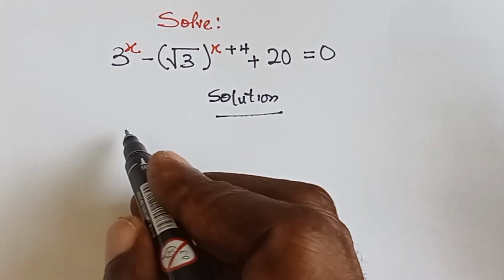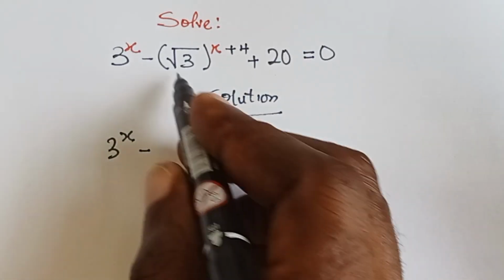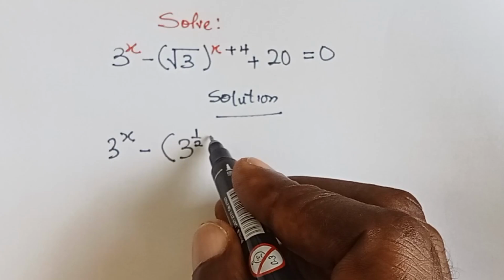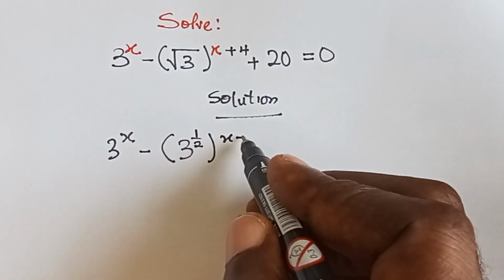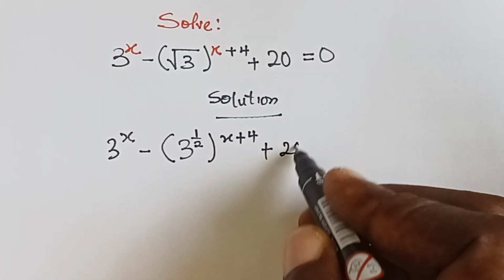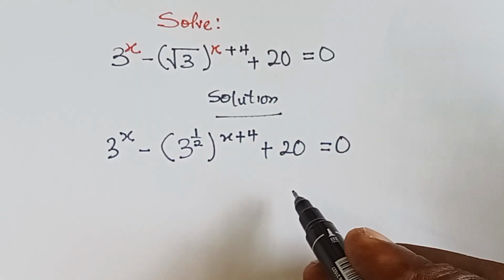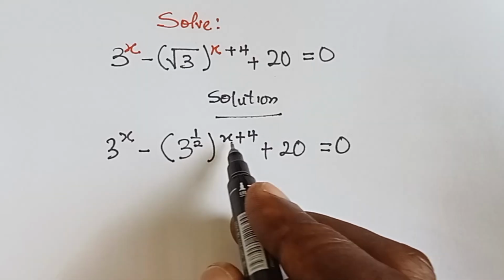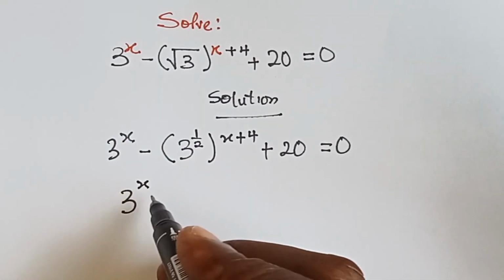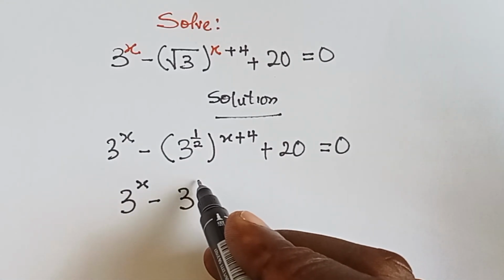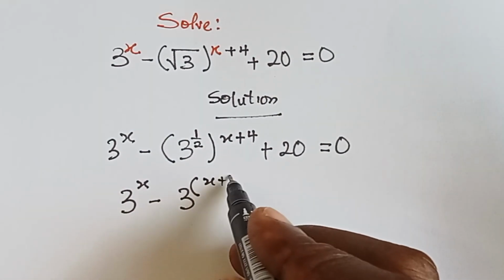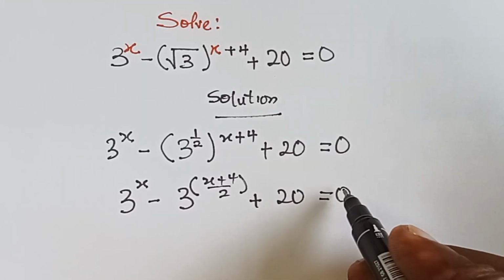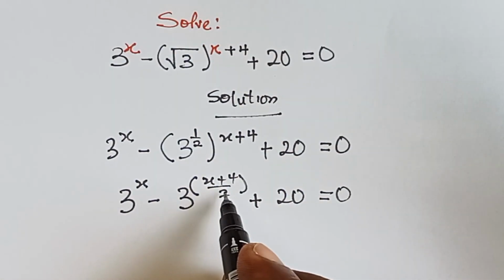Another way to write the square root of 3 is 3 raised to power 1 over 2. Then we have x plus 4, plus 20, everything equals 0. We can multiply the powers: 1 over 2 multiplied by x plus 4, and then we have 3 raised to x plus 4 divided by 2, plus 20 equals 0.